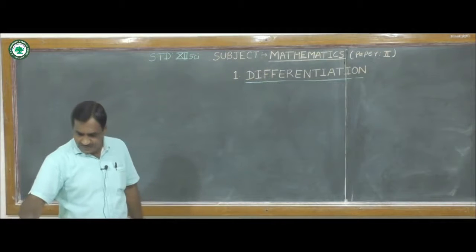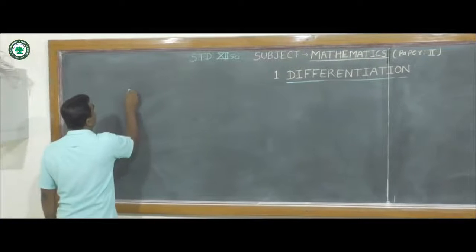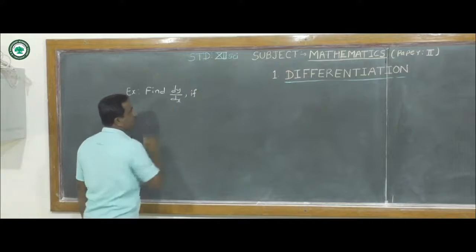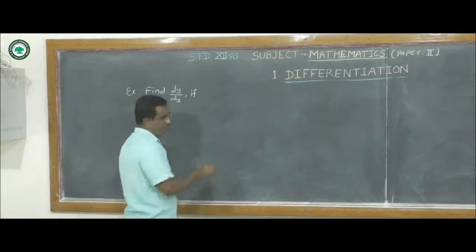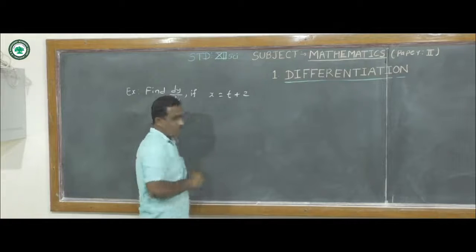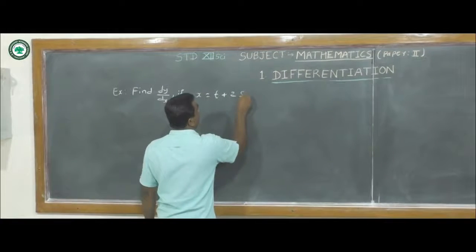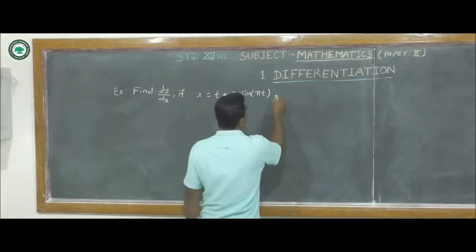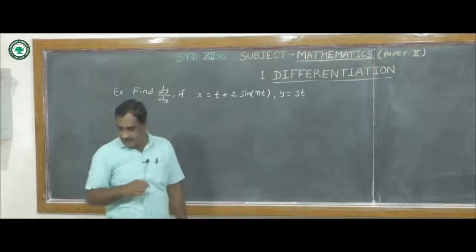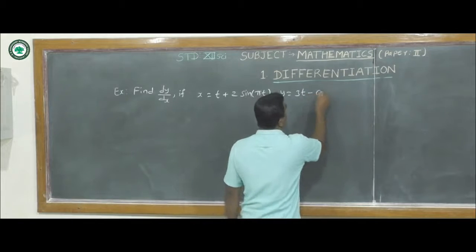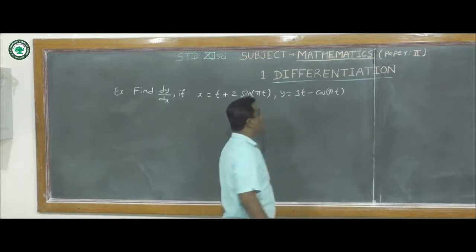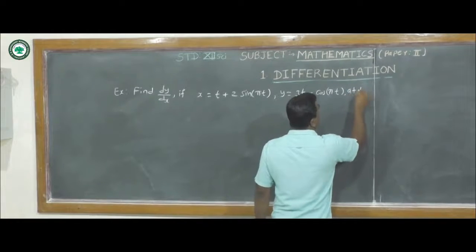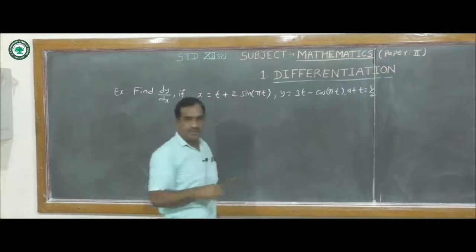Now the second example is a similar type of example. Find dy by dx if x is equal to t plus 2 into sin of pi t, and the second equation y is equal to 3t minus cos of pi t, at t equal to 1 by 2. Okay, now we see the answer for this example also.